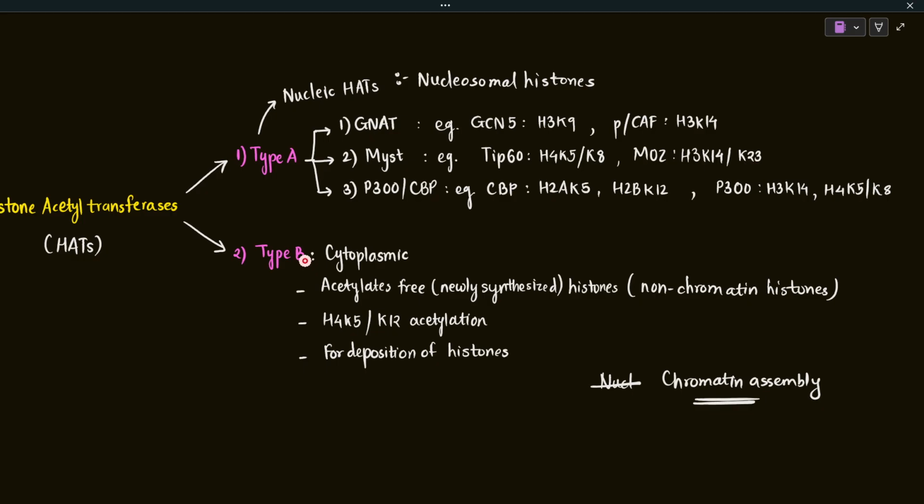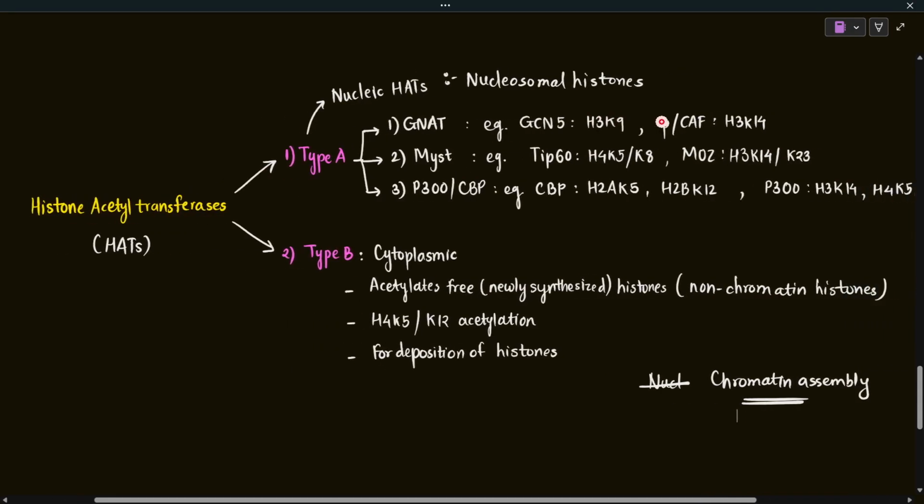So what is the take home message? What is the main thing that you have to remember? That type A are the nuclear HATs, and the substrate is nucleosomal histone, while type B are cytoplasmic ones, and they help in deposition of histones. So that is all about histone acetyltransferases.